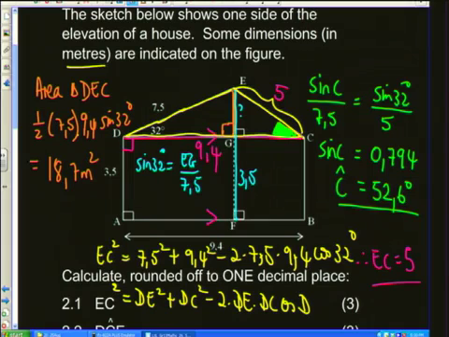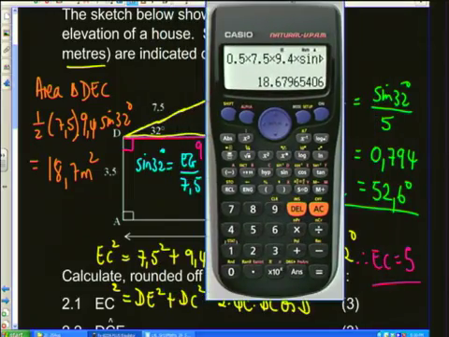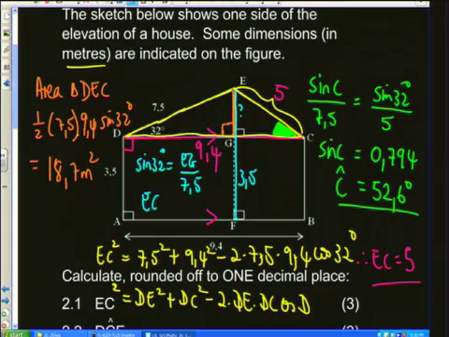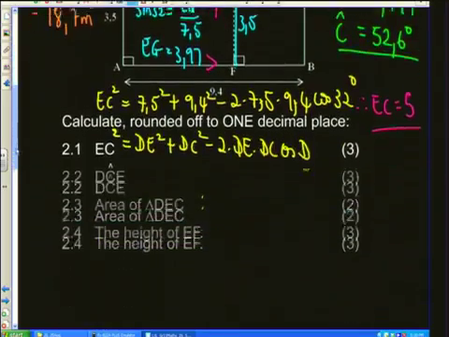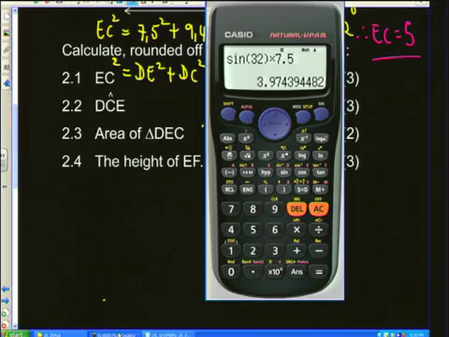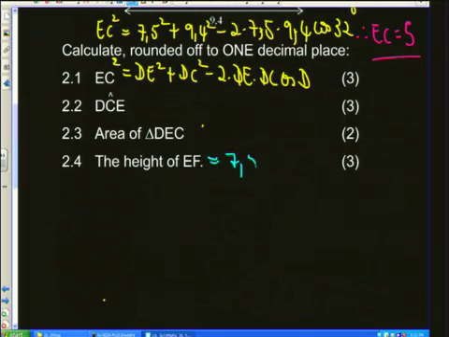7.5. So our magic machine is able to do these amazing trig ratios for us. Sine 32 multiplied by 7.5 gives us 3,97. So EG is 3,97, which added to 3.5 will give us this final value of EF, plus 3.5 gives us 7,47. So 7,5. So EF is 7,5 meters.